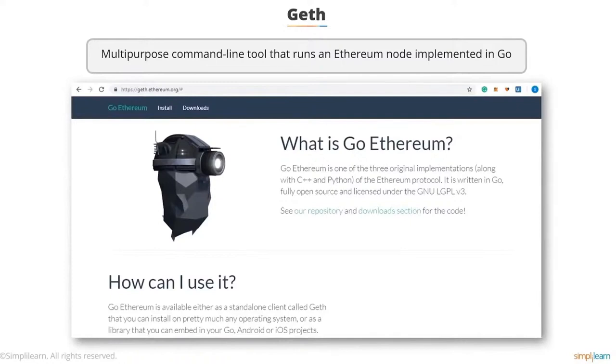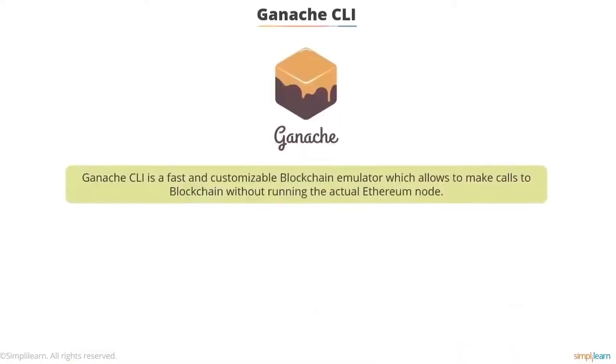Next, we have Ganache CLI. Ganache CLI is a customizable and fast emulator for blockchain, which permits making calls to blockchain without the need for running an actual Ethereum node.